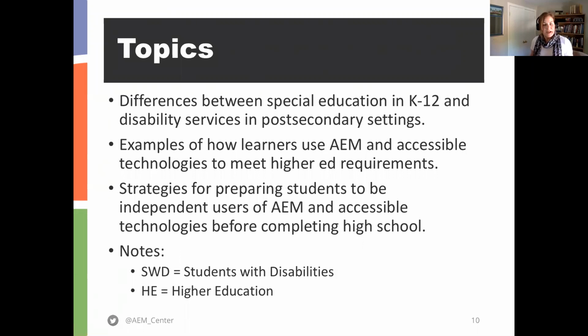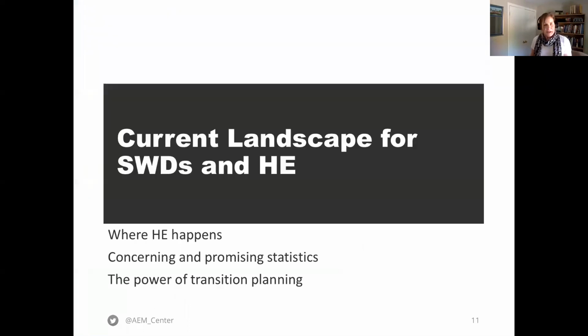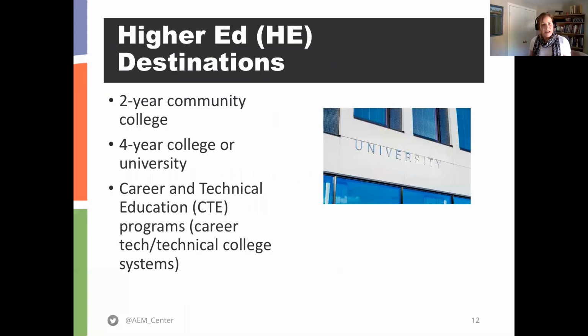A couple of notes: SWD in this presentation stands for Students with Disabilities, and HE stands for Higher Education. So I use those two abbreviations in order to save some space in the PowerPoint slides. So let's first look at the current landscape for students with disabilities and higher ed.